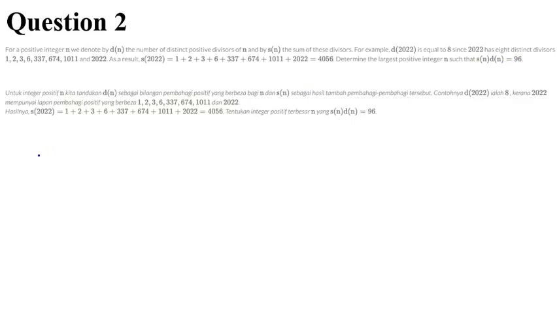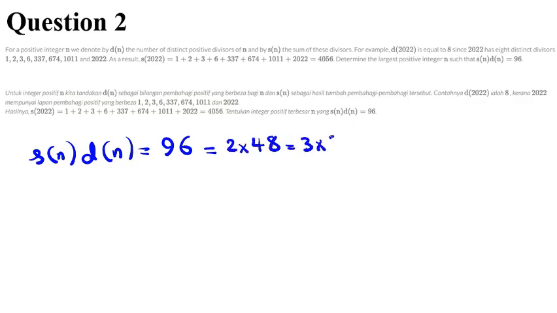Okay, so s of n times d of n equals 96. Because there are 2 factors of 96, I prime factorize that. It's 2 times 48, and you can say it's 3 times 32. So we know s of n is at least d of n. Why? Because s of n is the sum of divisors, and d of n is the number of divisors. Each divisor is at least 1, so the sum of them is at least d of n. For example, look here, we have 8 divisors. Each of them is at least 1, so the sum of them is at least 8.